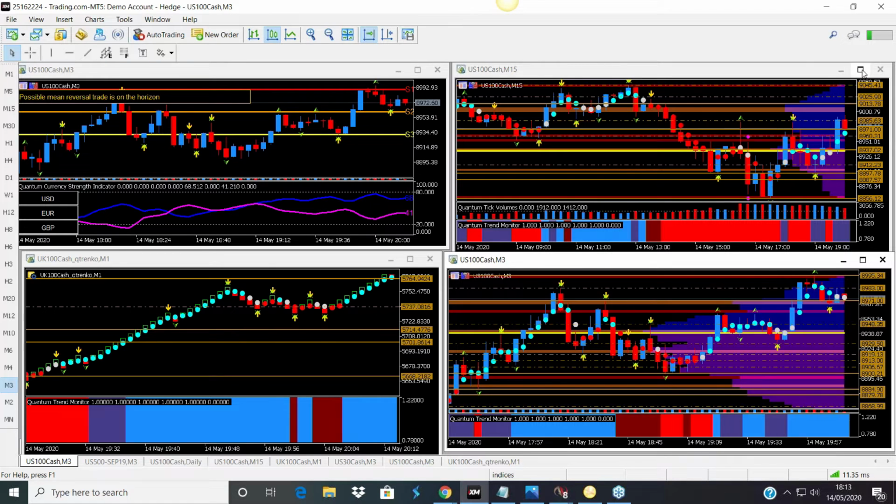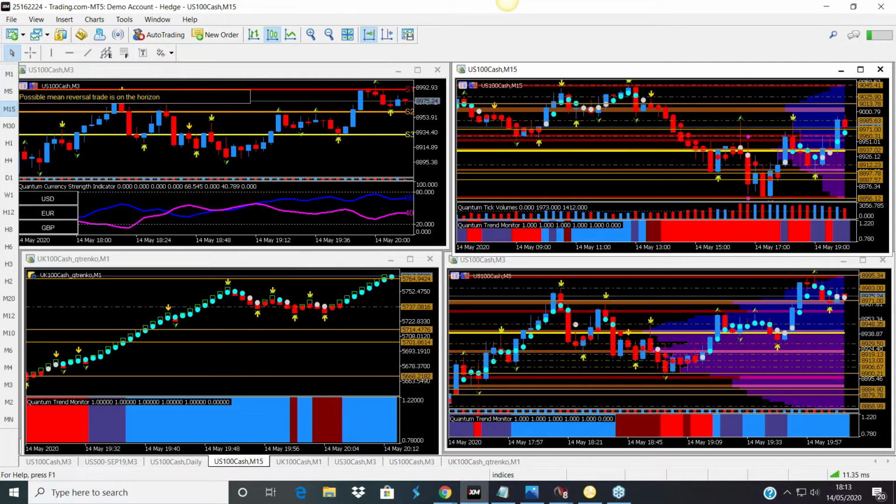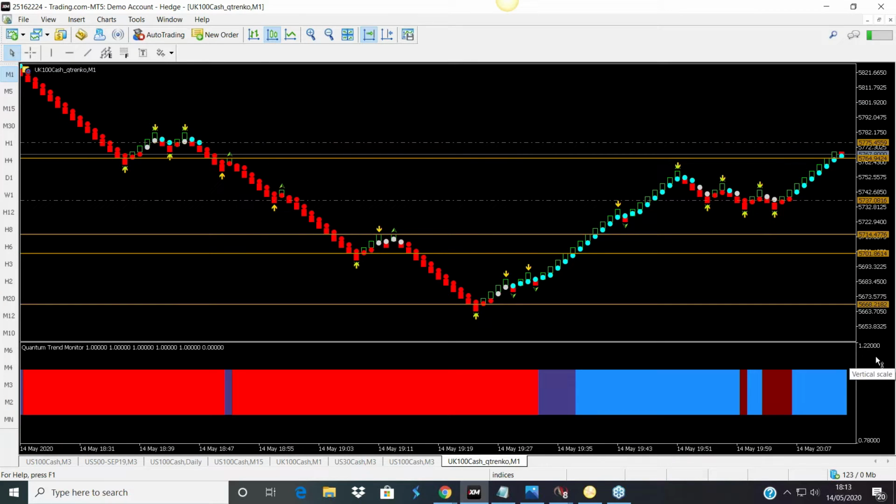We can see this pullback, this move back into a congestion. As we can see here, you've had this little down candle. We also, with the trend monitor here, where you have this red and then the changing of the color, can see it's not been a smooth ride, up and down. There's been a lot of choppiness. A way around that is to use something like a Renko chart.